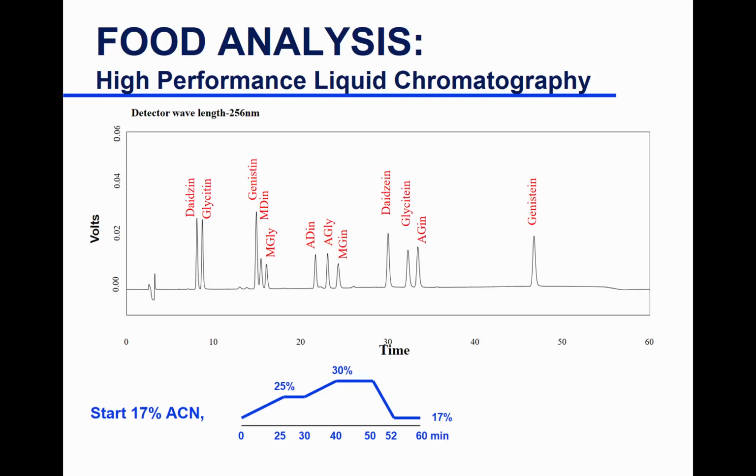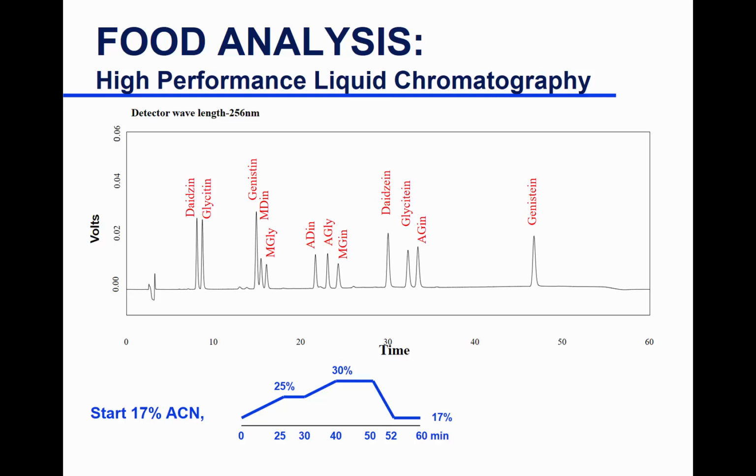We ran them on a column and we used gradient elution. We started at 0 time with 17% acetonitrile, which is an organic solvent, so 17% acetonitrile, 83% water. Then within 25 minutes, we increased the acetonitrile concentration to 25%, left it constant for 5 minutes, then increased it again to 30%, left it constant, and then went back to 17% and did the equilibration of the column in the system at 17% for a few additional minutes.